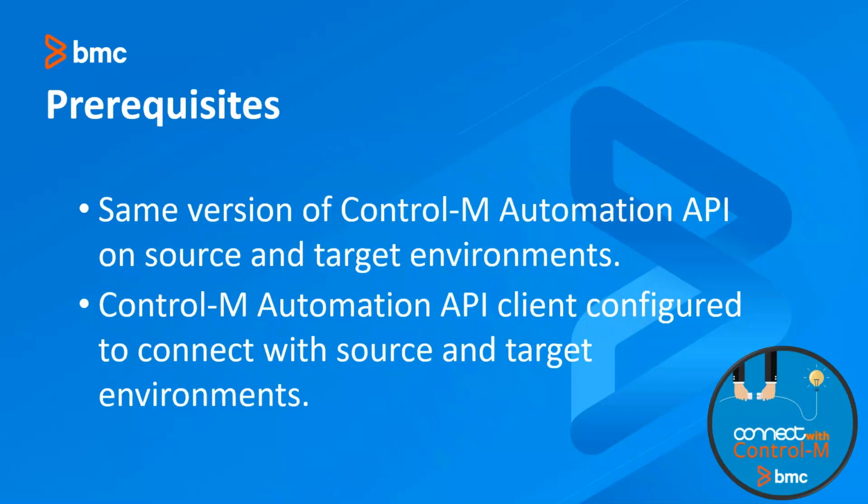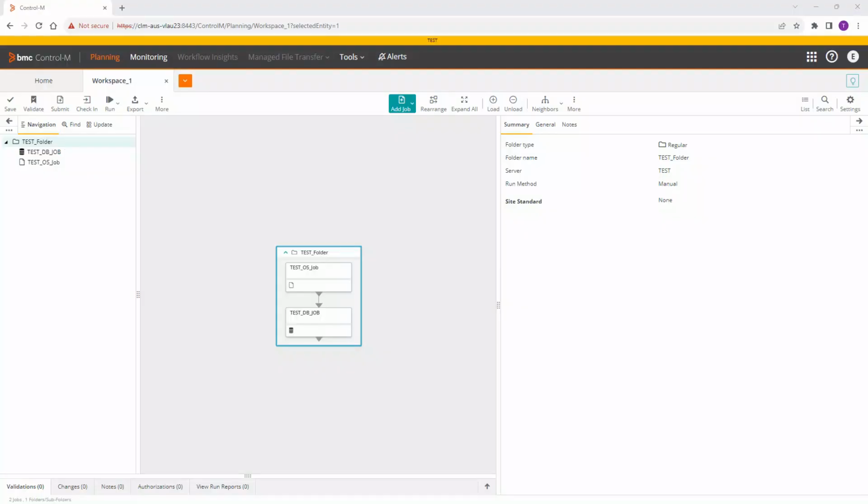To perform a promotion using the Control-M Automation API, we need to meet the following prerequisites. We must use the same version of the Control-M Automation API on the source and target environments, and the Control-M Automation API client must be configured to connect with the source and target environments too. Let's start with the demo now.